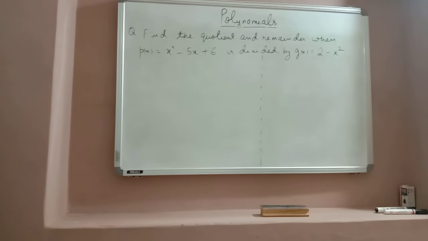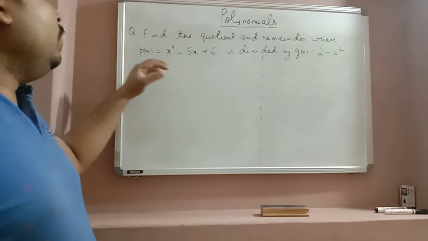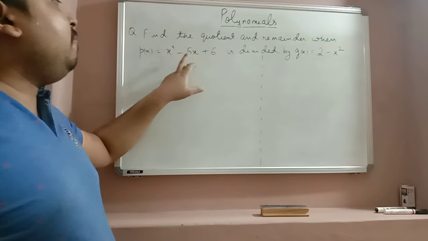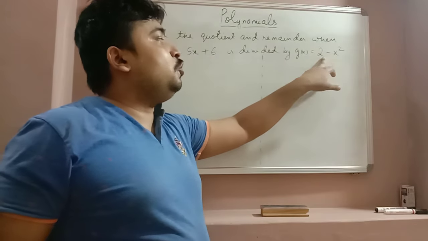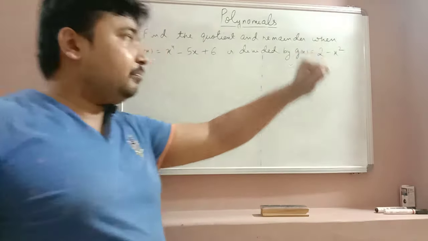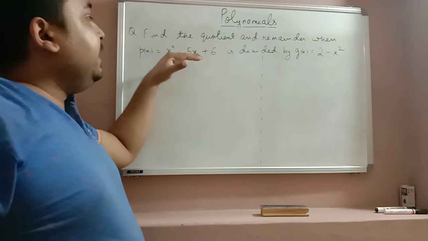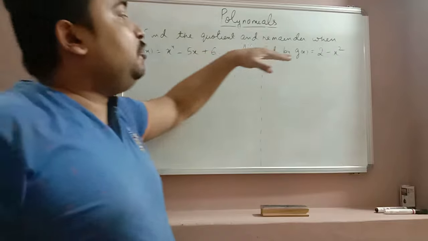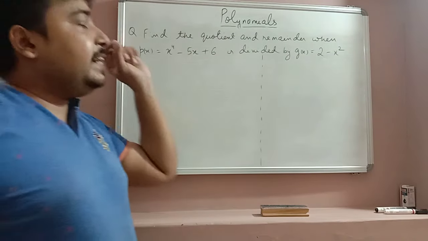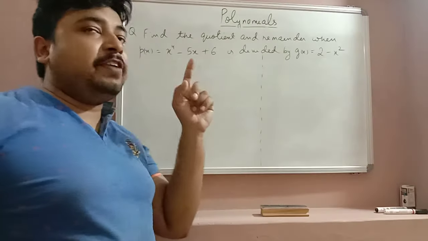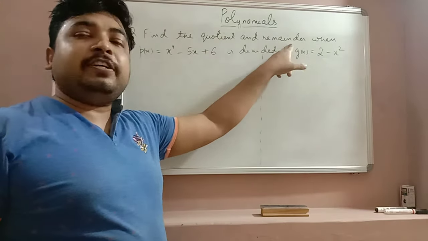Now let's take up this question. The question says find the quotient and remainder when p of x equals x to the power 4 minus 5x plus 6 is divided by g of x equals 2 minus x square. Now firstly what I will do is I will divide this polynomial p of x by g of x, and on dividing we get two polynomials, one is q of x and one is r of x. Q of x will be our quotient and r of x will be our remainder.